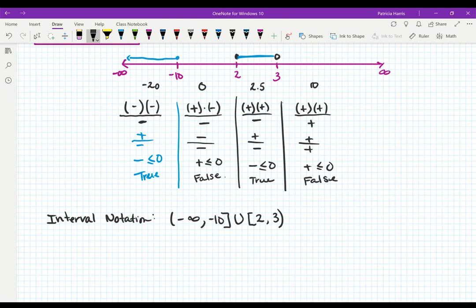All right, so next up is the word problem. Now, I'm going to pull the word problem directly from your homework, but we're not just going to set it up, we're going to solve it.